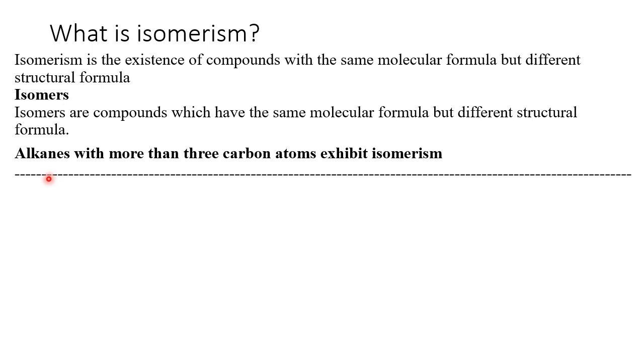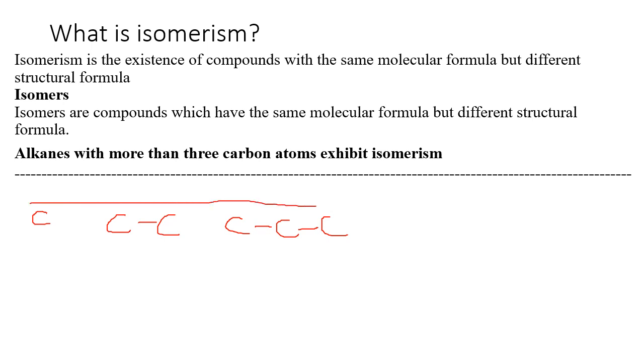Then another thing I want you to take note of is that alkanes with more than 3 carbon atoms exhibit isomerism. I'll give an example of methane, ethane, and propane. So in short, alkanes having less than 4 carbons do not exhibit isomerism, and I'll show you why. The first 3 alkanes only have one structure, meaning that they only have one isomer.